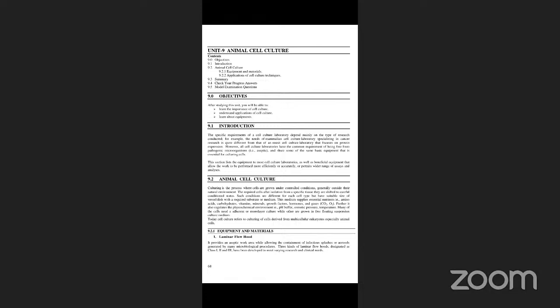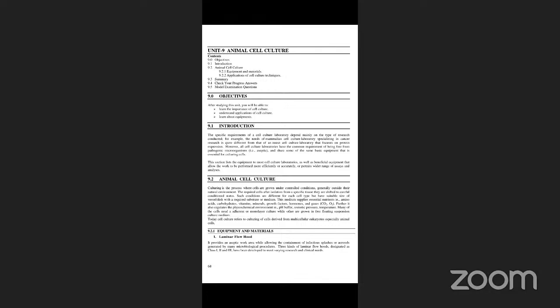So for suspension cells, we have a different type of flasks. For monolayer cells, we have a different type of flasks. And the medium also will differ according to their requirement. And what are the instruments? First one is the laminar flow hood. It is the area where we perform all our experimentation. This will provide aseptic condition.